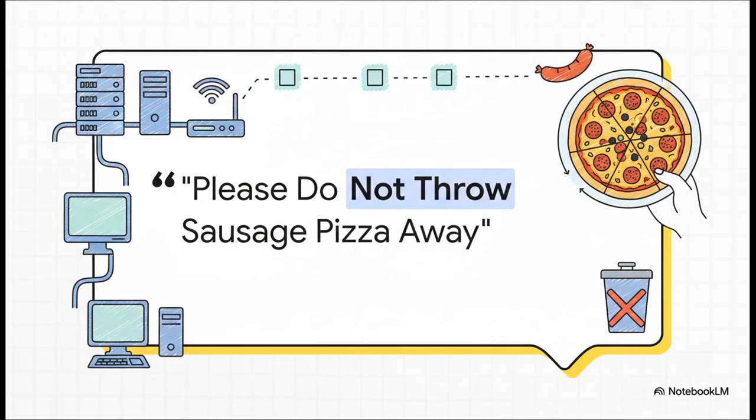And hey, if you want a fantastic way to remember these 7 layers, starting from the bottom, just remember this sentence. Please do not throw sausage pizza away. That's physical, data link, network, transport, session, presentation, and application. See? You'll never forget it now.